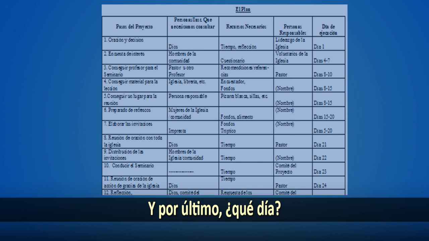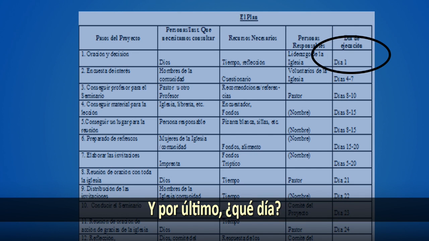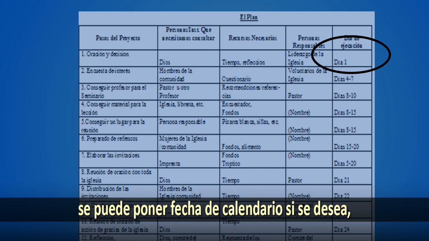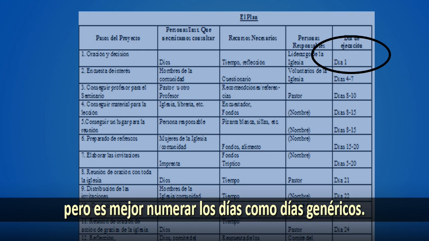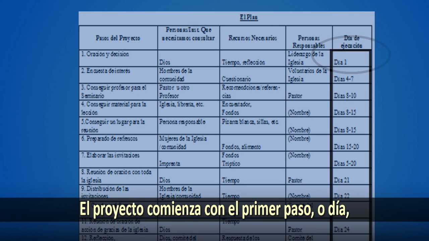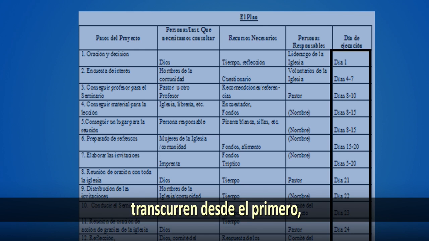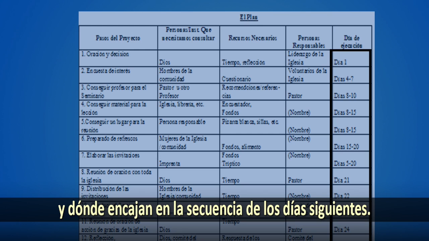And finally, what day? We start with day 1, which is, you can actually put the calendar date if you want to, but it's better just to have the days numbered as generic days. The project begins with day 1. And then from there, you figure out how many days from day 1 each of those steps is going to take and where it falls in the sequence of following days.